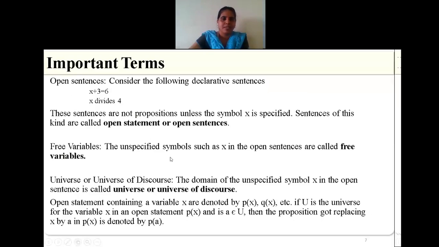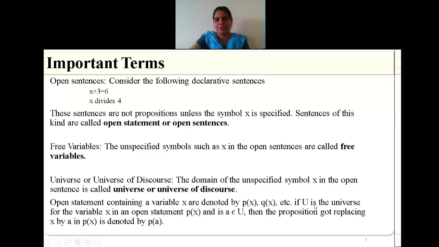Free variable: unspecified symbols such as x in an open statement are called free variables. Then universe of discourse. Here the domain of the unspecified symbol x in an open sentence is called the universe of discourse. That means the universe of discourse is nothing but the domain for the unspecified symbol x. An open statement containing the variable x is denoted by p of x, q of x, etc.